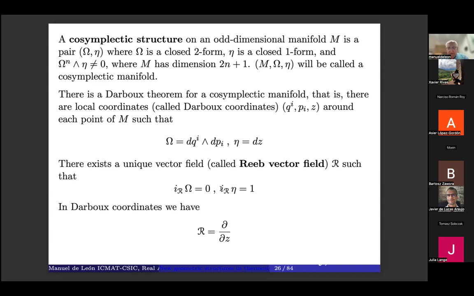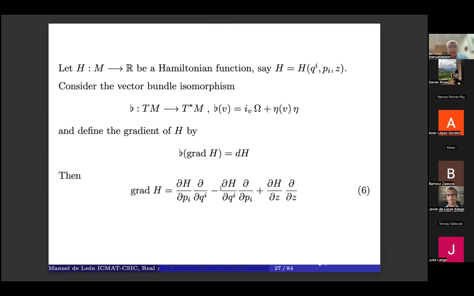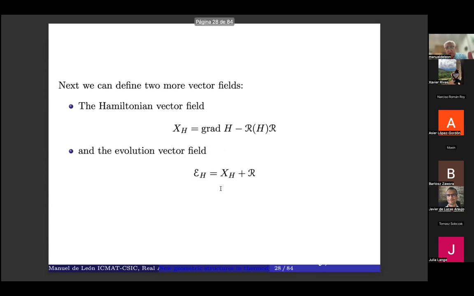We have the Reeb vector field. And if you have a Hamiltonian, you can consider different vector fields. For instance, the gradient of the Hamiltonian, using this isomorphism from tangent to cotangent bundles of the manifold. We also have the Hamiltonian vector field and the evolution vector field. But these are not exactly the same as in the contact case, because this is a different geometry.